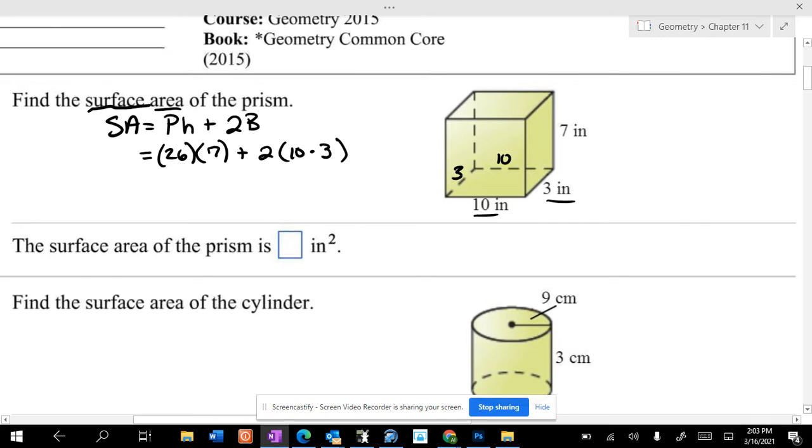Length times width. Okay? William, I don't think you're going to learn the thing doing whatever you're doing on your computer. All right.